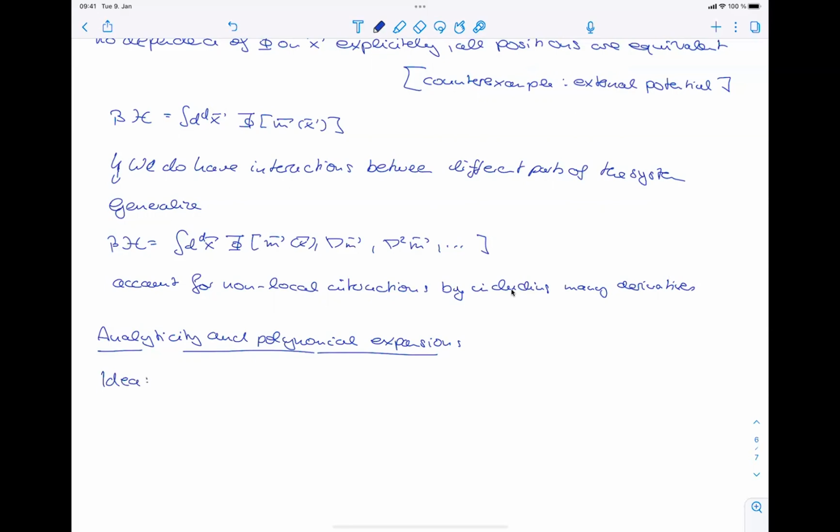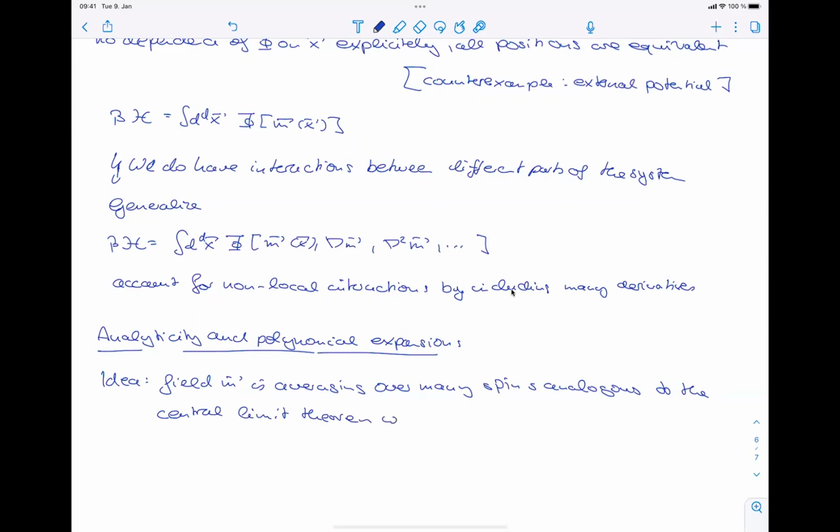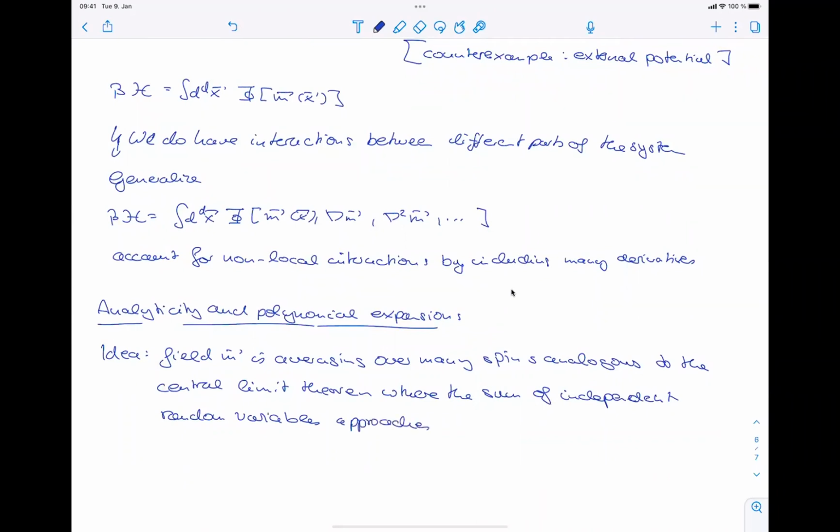So the idea is that the field M is averaging over many spins, analogous to the central limit theorem, where the sum of independent random variables approaches a simple Gaussian distribution.